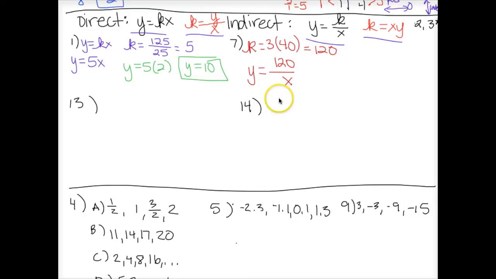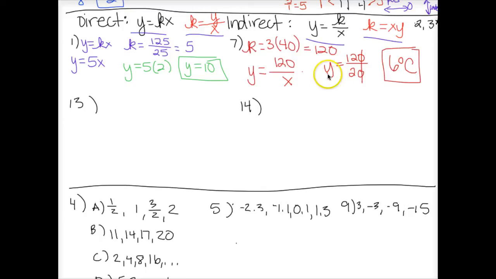So if it wants to know what the temperature is when the distance is 20, then that just means that I have to plug 20 in for x. So y, or the temperature, is going to be 120 divided by 20. The zeros cancel out. 12 divided by 2 is 6. So that means it's going to be 6 degrees Celsius for our answer there.